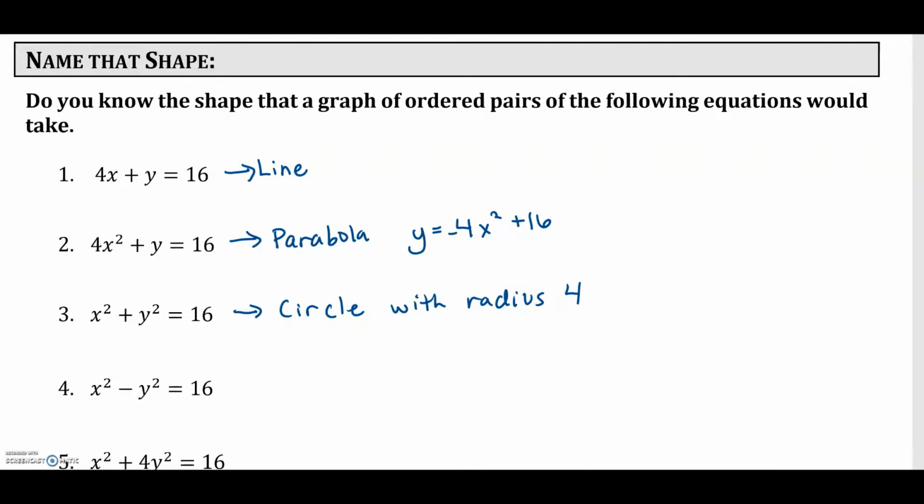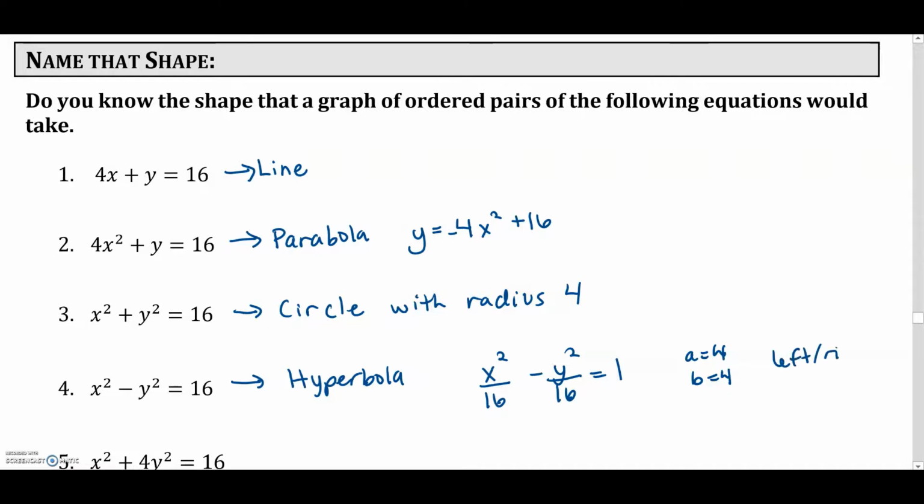For question 4, we have x squared minus y squared is equal to 16. Because it's the difference of two squared variables, we know that this is the equation of a hyperbola, and we can write it in standard form by dividing both sides of the equation by 16. And we get x squared divided by 16 minus y squared divided by 16 is equal to 1. So this would be a hyperbola with a is equal to 4 and b is equal to 4. And this hyperbola would open left, right.